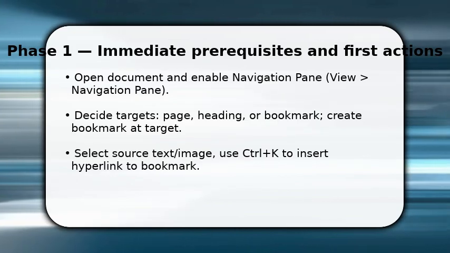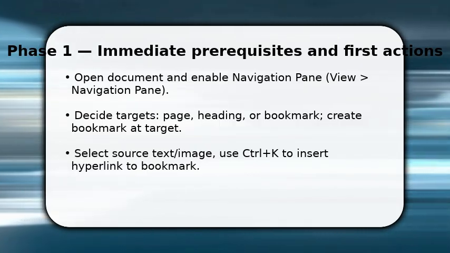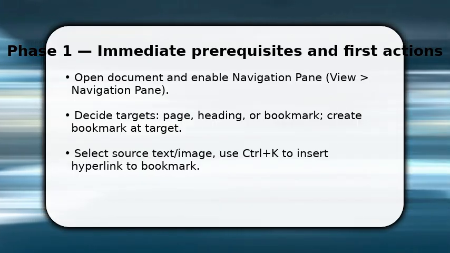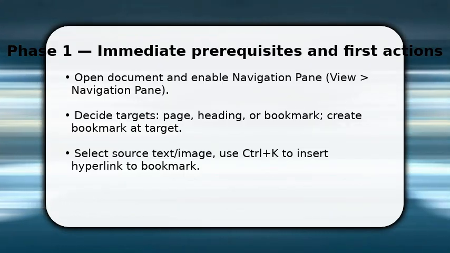Next, select the word, phrase, or object that will become the link. Press Ctrl+K or Insert Link. Choose Place in this document, then select the bookmark or heading. This sets a direct, internal link. It's fast and preserves structure when you rearrange pages later.